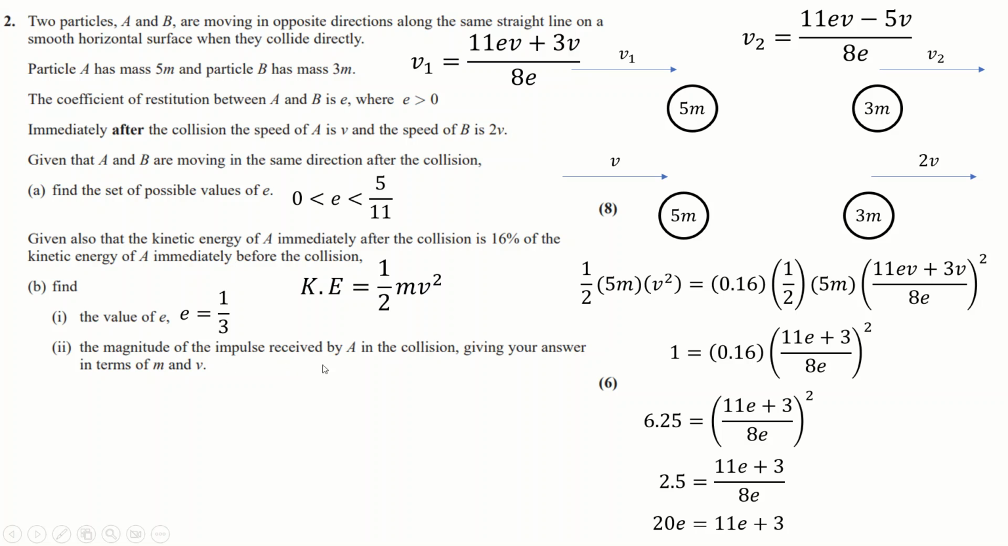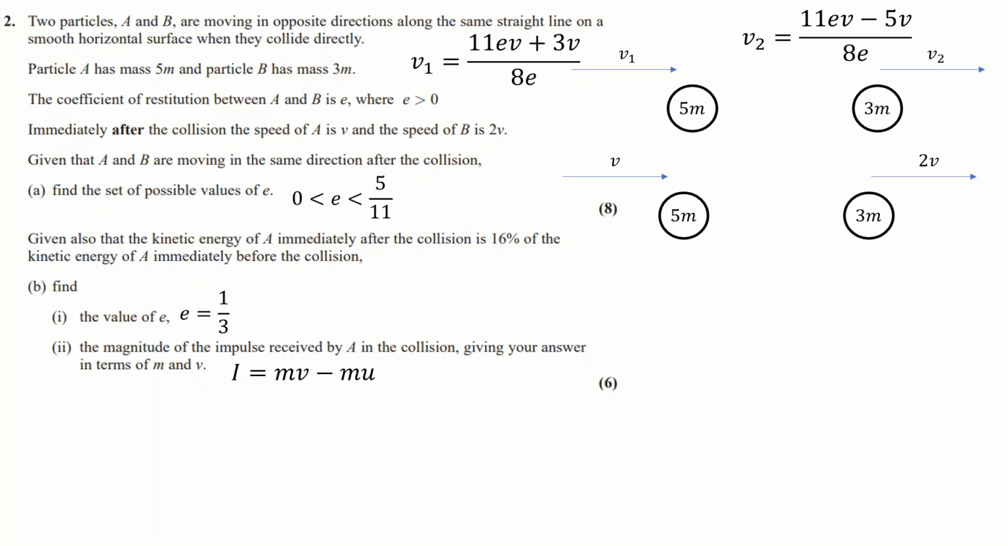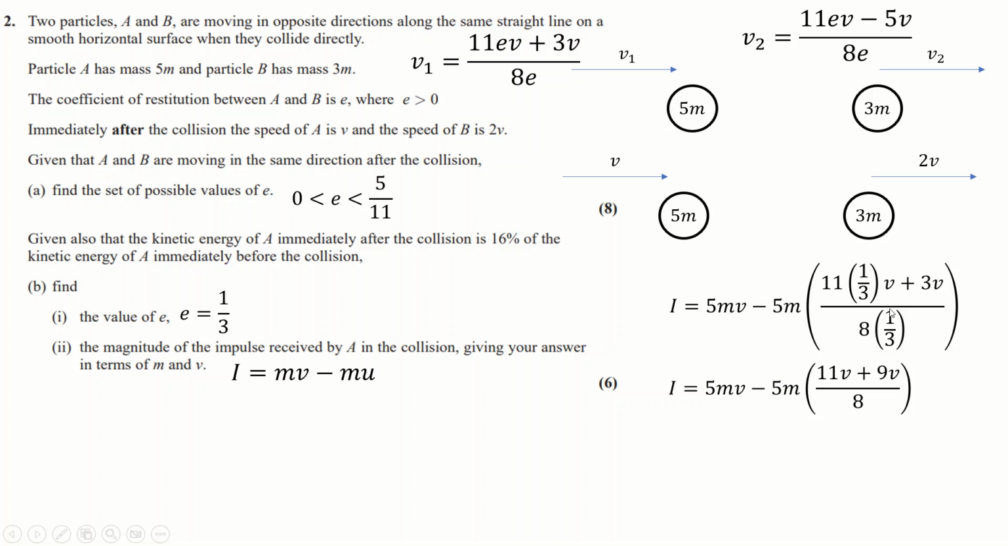Find the magnitude of the impulse received by A, so this side again. So impulse is mv minus mu. Now, mv is just 5mv. mu is 5m times this, but I know what e is now, it's 1/3. So I can put 1/3 into there, like this, times the top and bottom of this fraction by 3, I guess is probably what I did, and everything just kind of falls out nice and easily. You eventually get this, which is minus 7.5 MV.